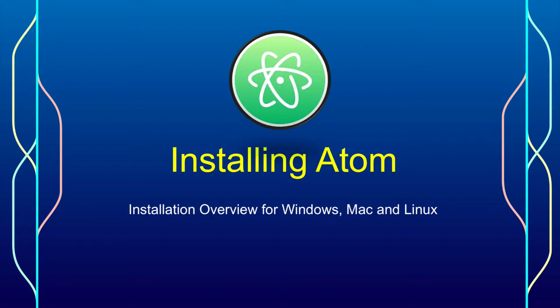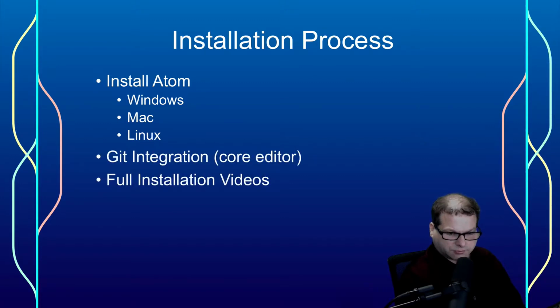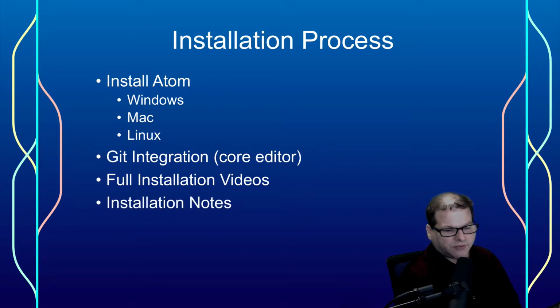Alright, let's move along to installing Atom. Like I said before, this will just be an overview of the installation process for Windows, Mac, and Linux. The process I'll go through is simply to install Atom on Windows, Mac, and Linux, and then provide the Git integration, which I use most of the time. As I mentioned before, I have full installation videos available that walk through each step by step. And for those that prefer, I do have installation notes.